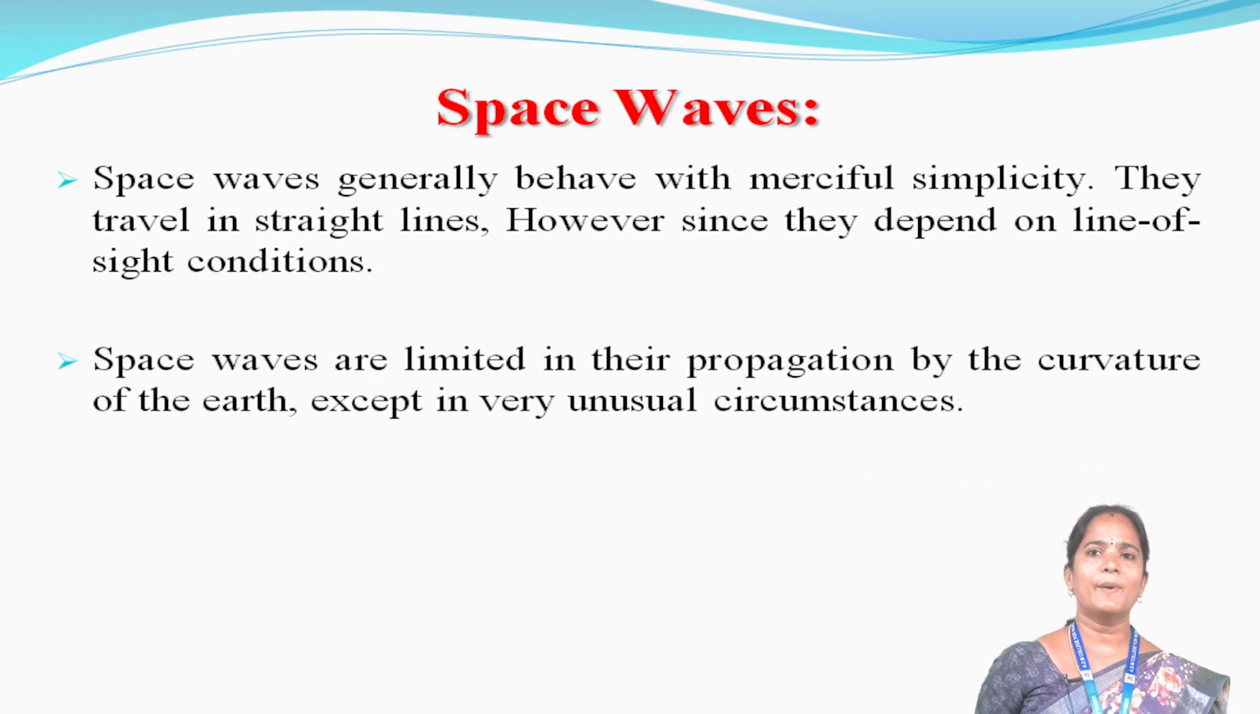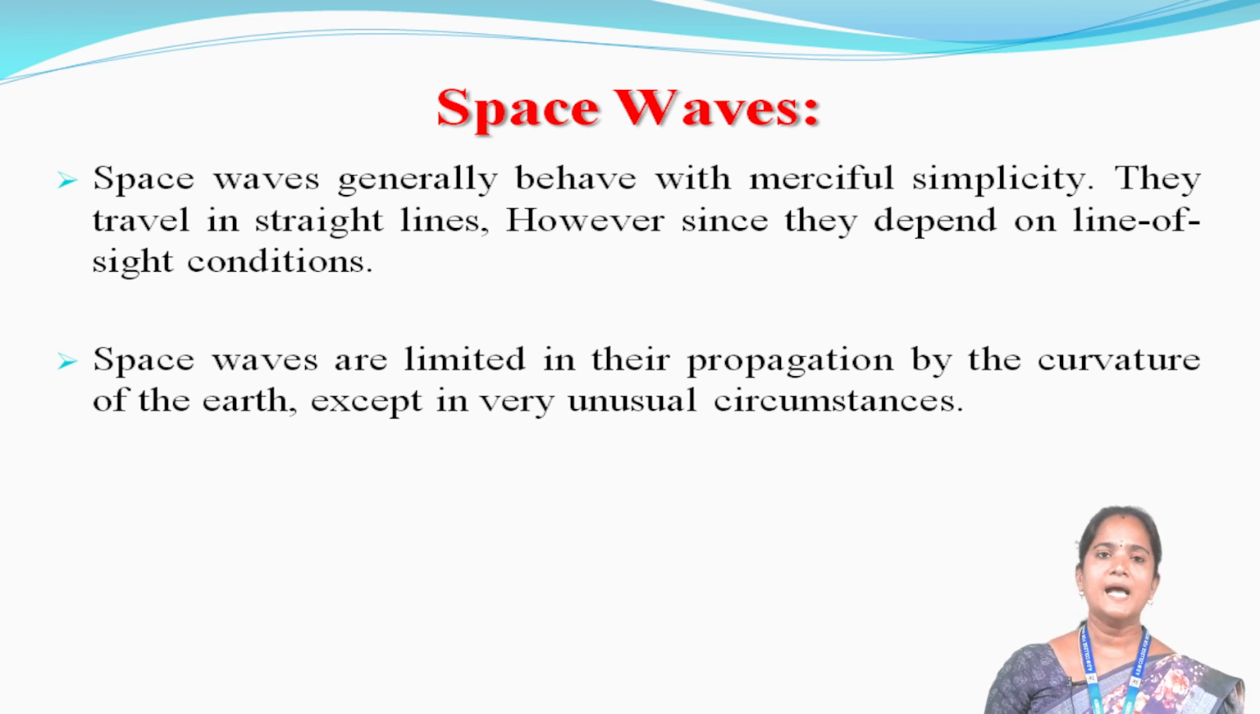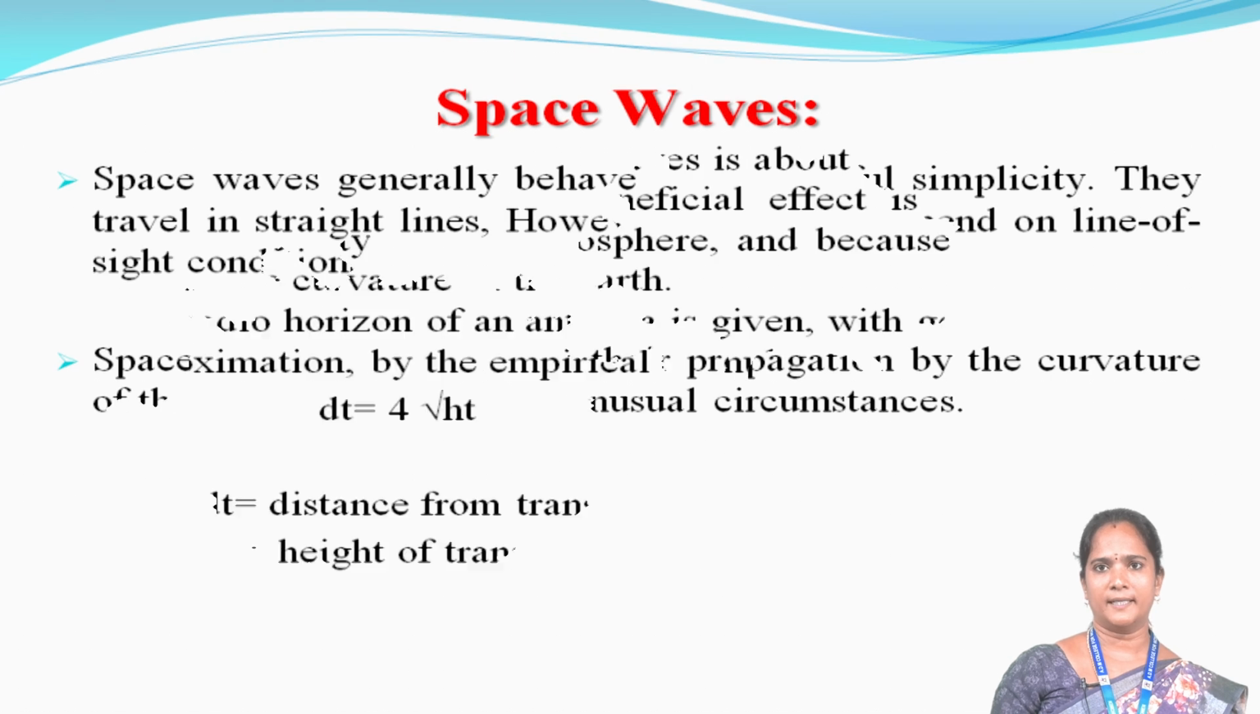Space waves. Space waves generally behave with merciful simplicity. They travel in a straight line; however, since they depend on line of sight conditions, space waves are limited in their propagation by the curvature of the Earth, except in very unusual circumstances. Thus, they propagate very much like electromagnetic waves in free space. This behavior is forced on them because their wavelengths are too short for reflection from the ionosphere, and because the ground wave disappears very close to the transmitter.